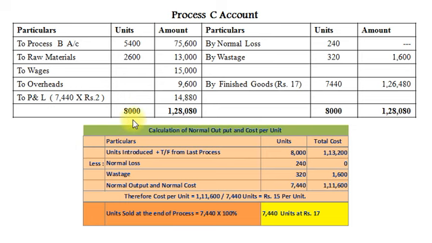And finally our process C account gets tally with 8,000 units and 1,28,080 rupees. That's all.